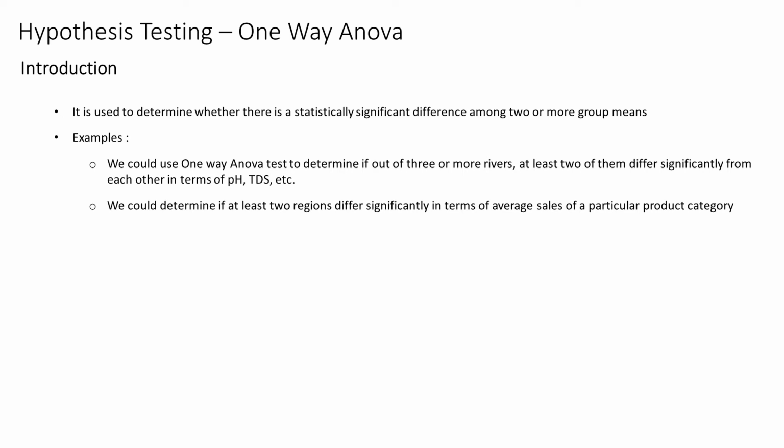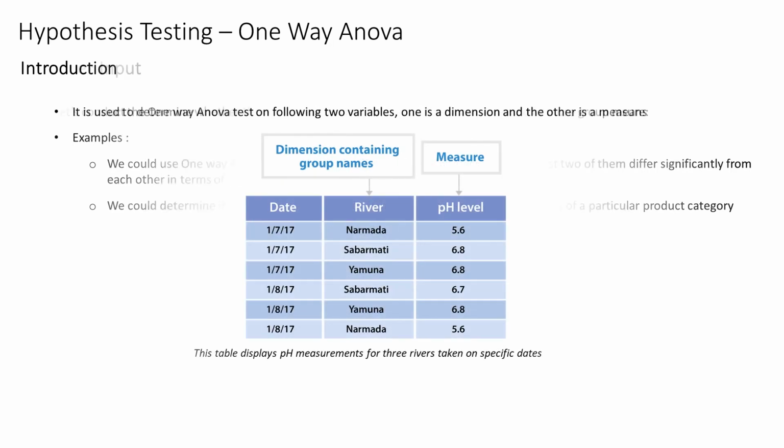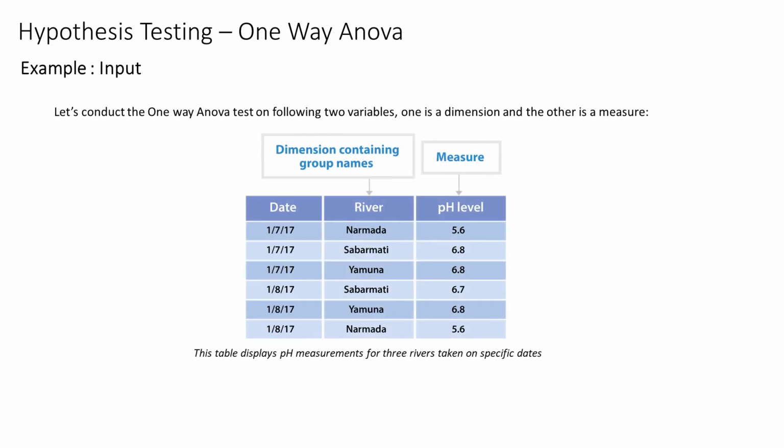It will determine whether you should reject the null hypothesis or accept the alternate hypothesis by testing groups to see if there is a difference between or among them. Let's look at the example displayed here to see how we can use one-way ANOVA test to determine if out of 3 or more rivers, at least 2 of them differ significantly from each other in terms of pH, TDS, and other factors.